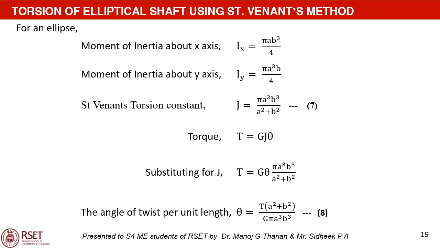The applied torque T is equal to G into J into theta. Substituting for the Saint-Venant's torsion constant J, we get T is equal to G into theta into pi a cube b cube divided by a square plus b square. Or the angle of twist per unit length theta is equal to T into a square plus b square divided by G into pi a cube b cube.